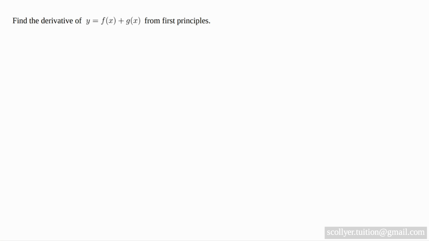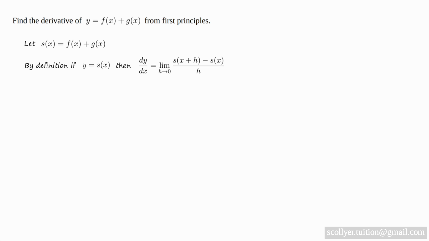Find the derivative of y equals f of x plus g of x from first principles. So first we name f of x plus g of x as s of x, and that allows us to write down the derivative of that quantity. Since y equals s of x, then dy by dx equals the limit as h tends to 0 of s of x plus h minus s of x all over h.